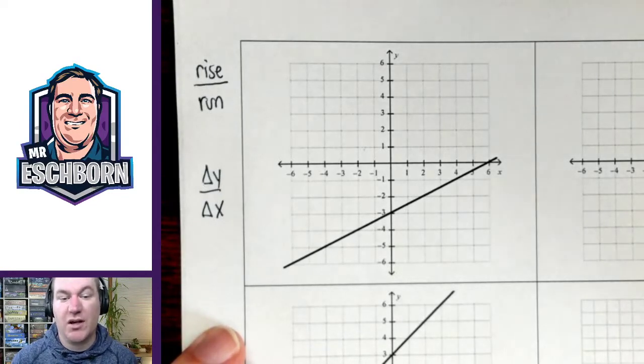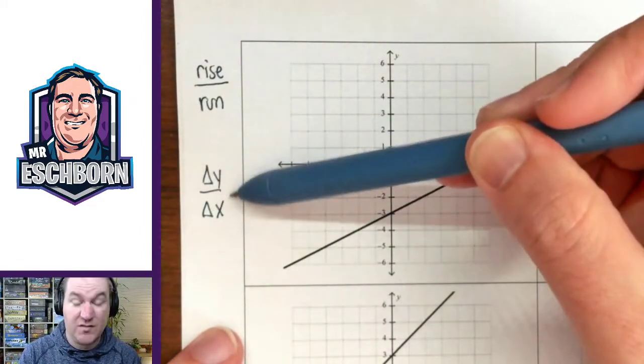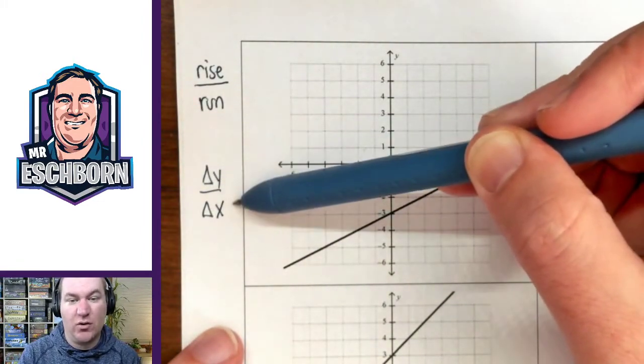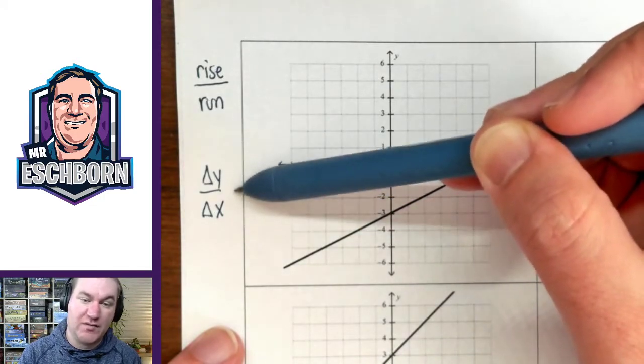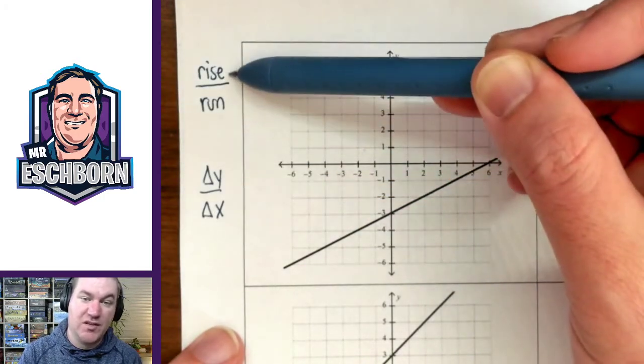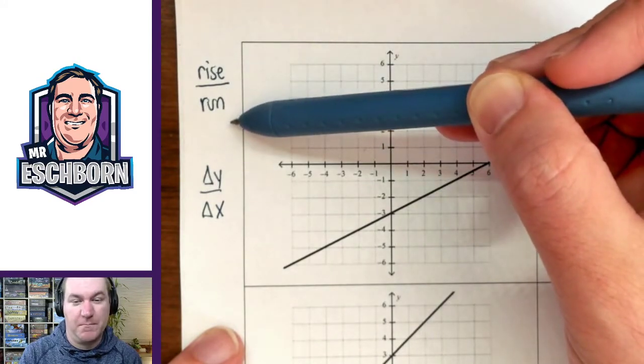In this video, I'm going to show you how to find the slope of a line graphically. So we talked about the slope formula being the change in y over the change in x. Another way to talk about this formula is to use these words, rise and run.